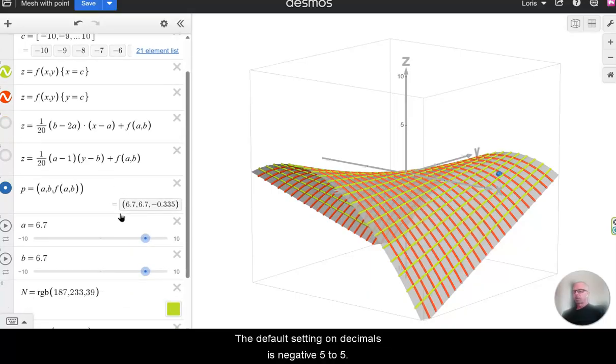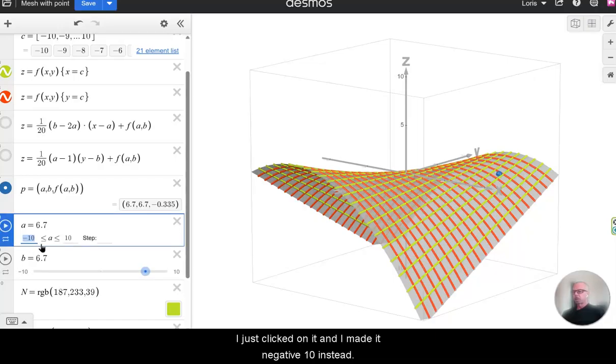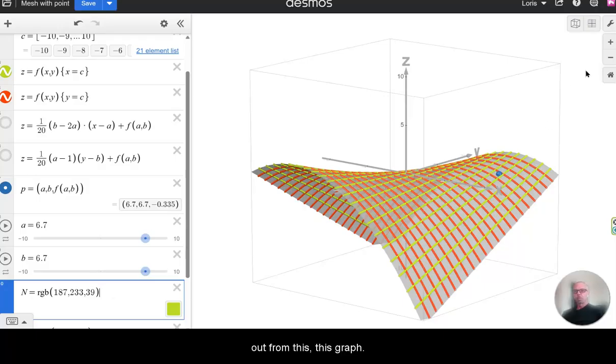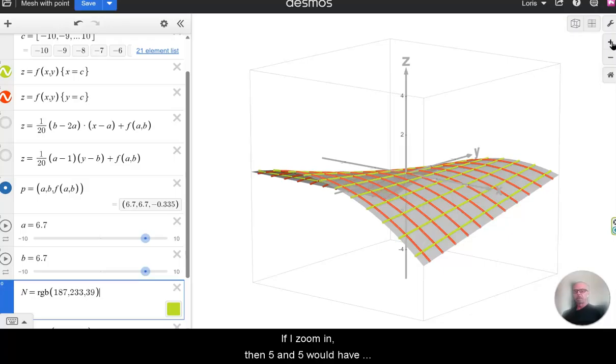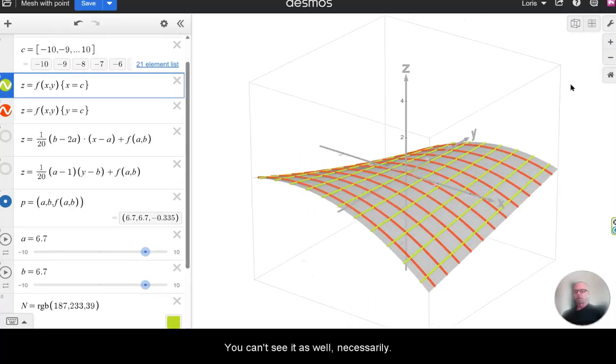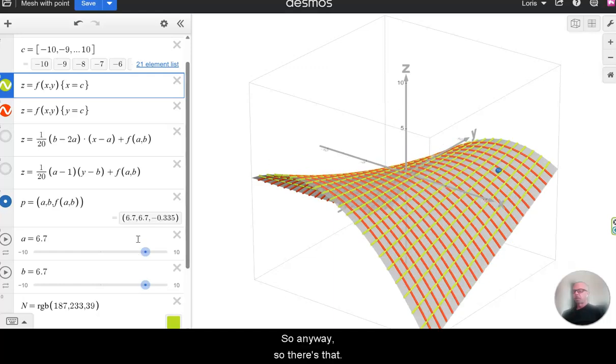Now, the default setting on Desmos is -5 to 5, but I changed it. I just clicked on it and made it -10 to 10, because of how much I've zoomed out from this graph. If I zoom in, then 5 and 5 would have been good enough, but then you really can't see it as well necessarily. So anyway, there's that.